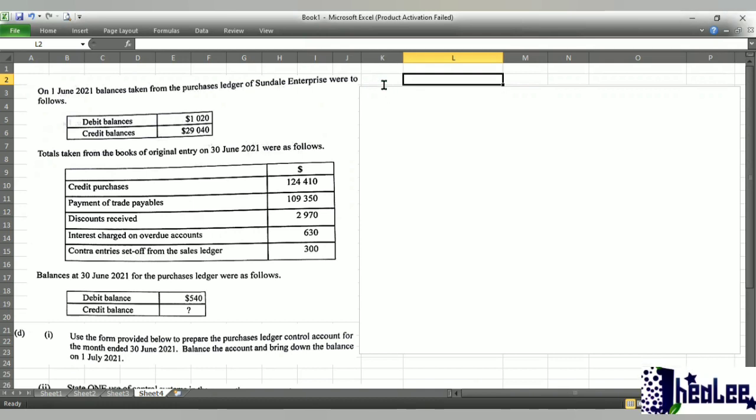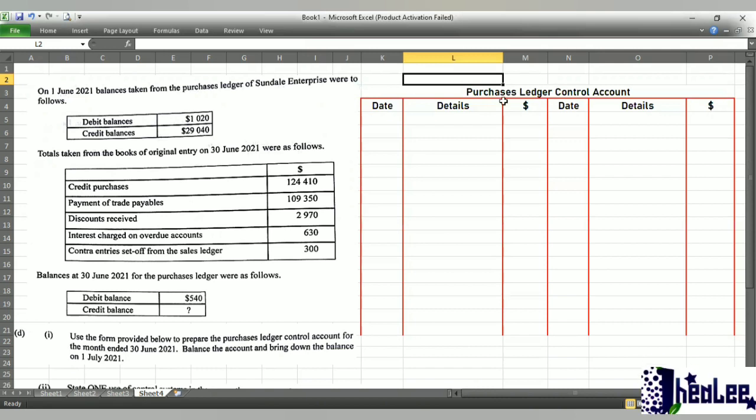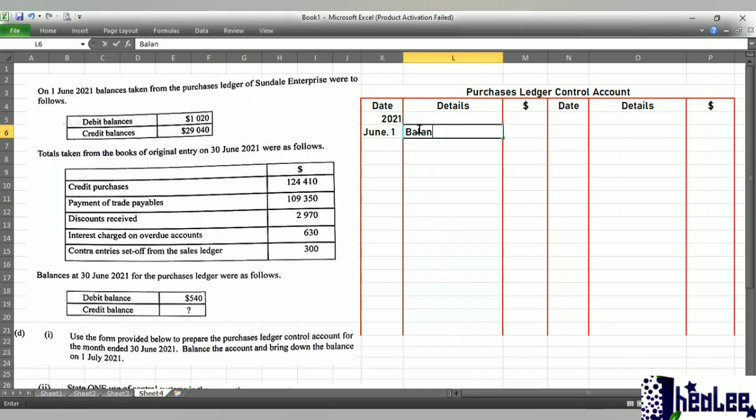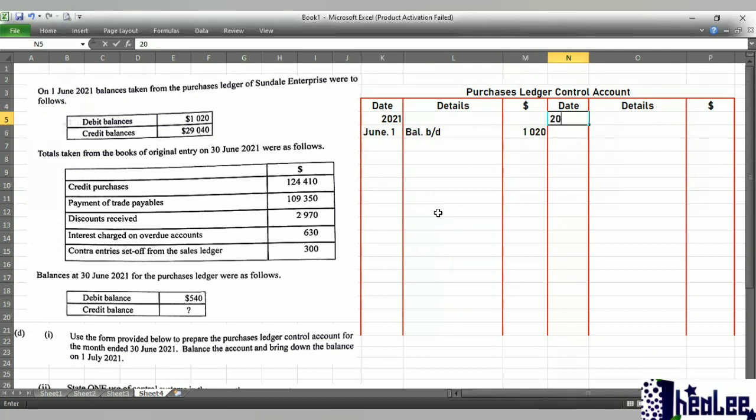Now, we're going to move into preparing the purchases ledger control account, and we begin with the balances. We're presented with debit balance as well as credit balance. So we're going to put in each. At the beginning, it's the debit balance. When we say balance, it means that that is the balance brought down. And the year is 2021. The date is June 1st. Details, balance brought down, and because it states debit balance, we're going to enter this value on the debit side, and that amount is $1,020. The credit balance is $29,040, and because it's opening balance, you're going to go with what they indicated. Put that on the same side, which is the credit side, and that is June 1st.